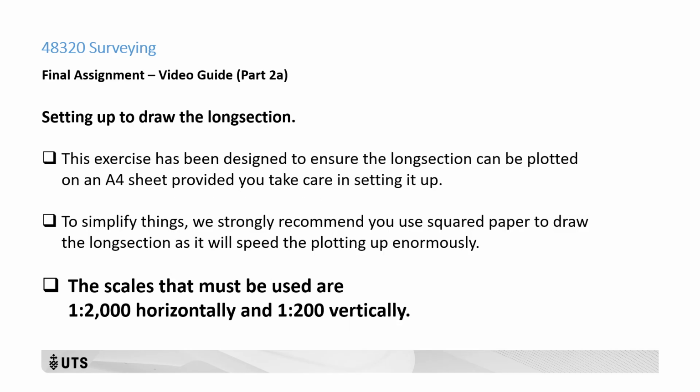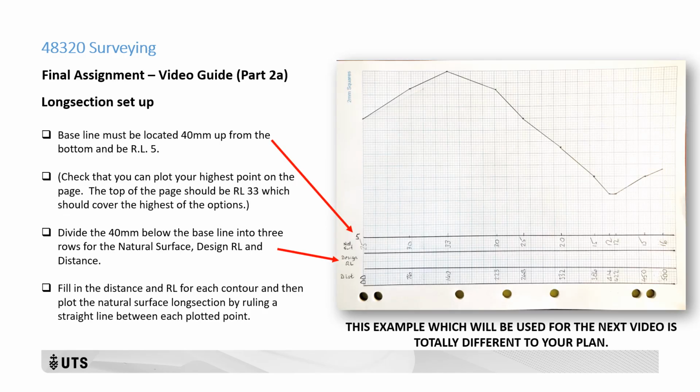So this exercise has been designed to ensure the long section can be plotted on an A4 sheet of graph paper, as long as you take a bit of care in setting it up. Get graph paper, it makes plotting so much easier. Please work with scales of 1 in 2,000 horizontally, 1 in 200 vertically. So here's an example of a long section. Note that it'll be totally different to the example or the plan you're working on.